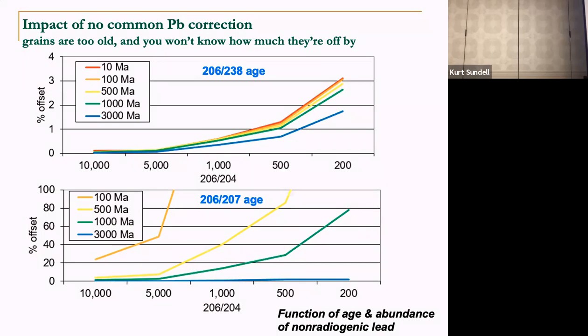So if you have young ages and have high common lead concentrations, then for the 206/238 age, you maybe have a couple of percent offset on that age. This balloons on the 206/207 age. So check this out. If you're over here and you've got a billion-year-old grain and you've got whatever, a 206/204 ratio of 200, you're all the way up here at 80%. We have to do common lead corrections.